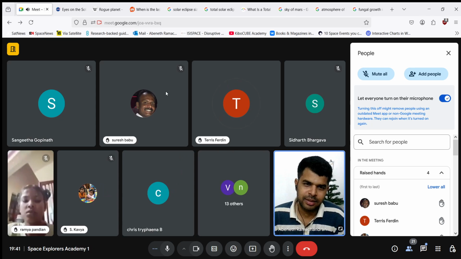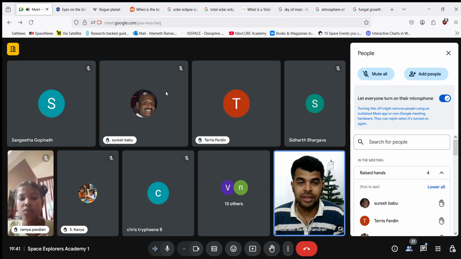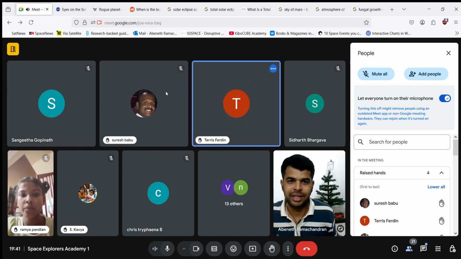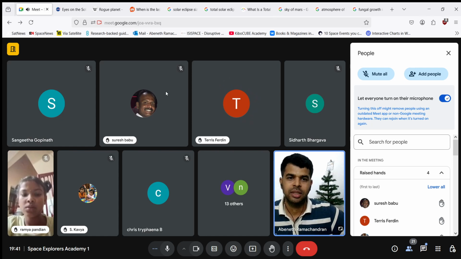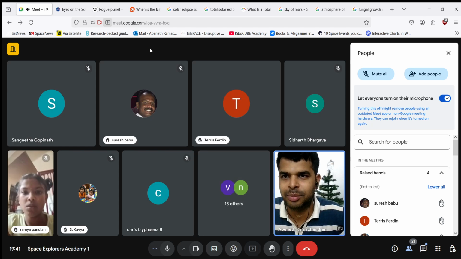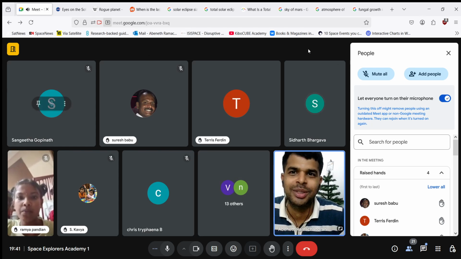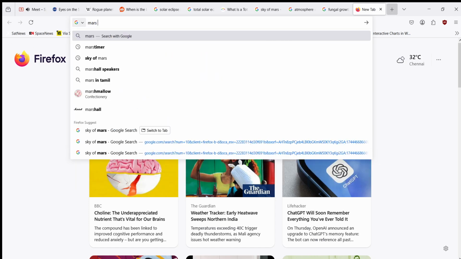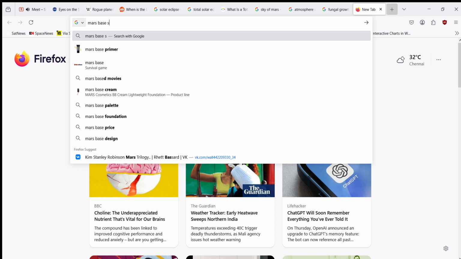See, they want to go and live there by first building a colony. First, they have to build a Martian base. So, what they want to do is, I'll show you. For representational purposes, I have to show you. It's not easy to understand without the Mars base station.